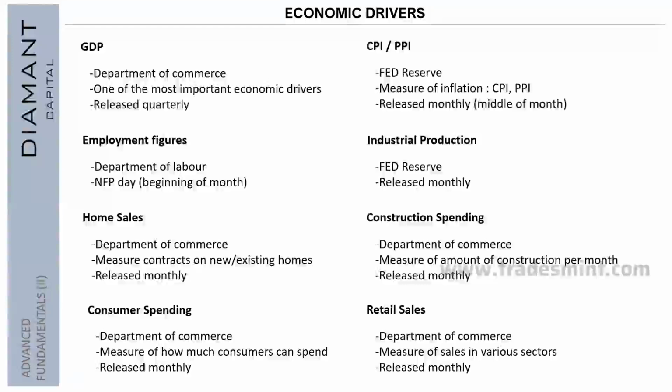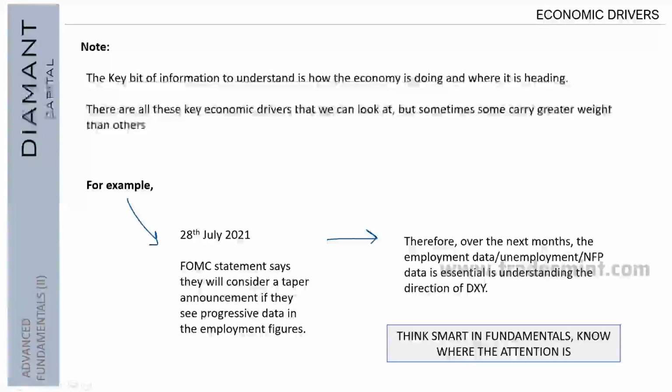Now, if you're seeing some kind of divergences at the time, they might be leading indicators. So you can understand, okay, if retail sales are reducing, can we also expect consumer spending to drop as well? Then when the data is released, you can see, yes, they're both dropping at the same time. Now, note, the key bit of information to understand is how the economy is doing and where it is heading.